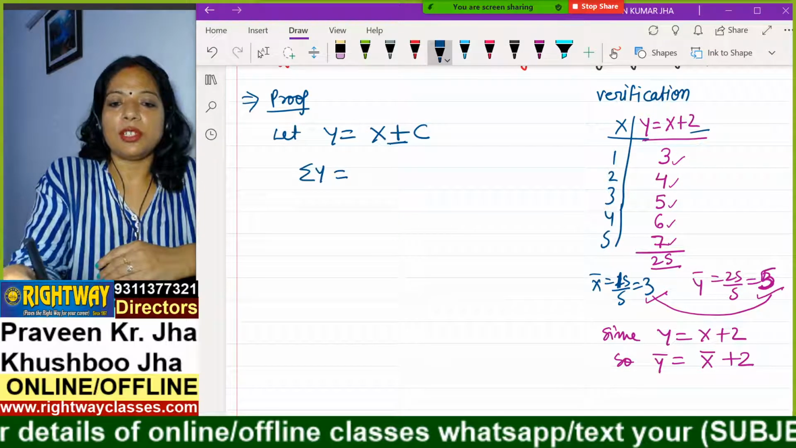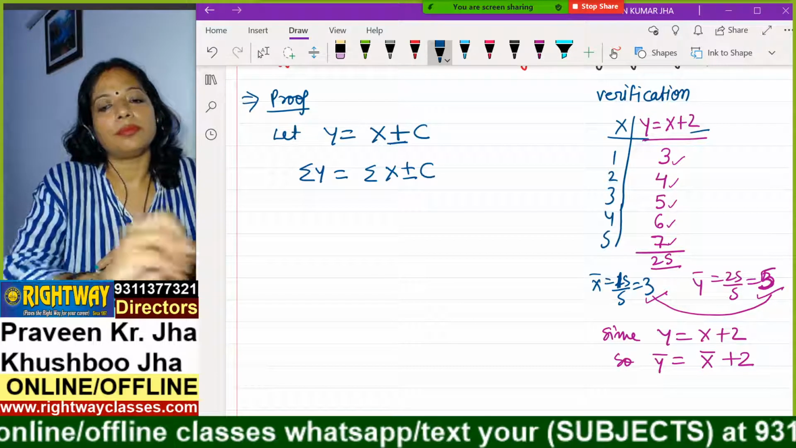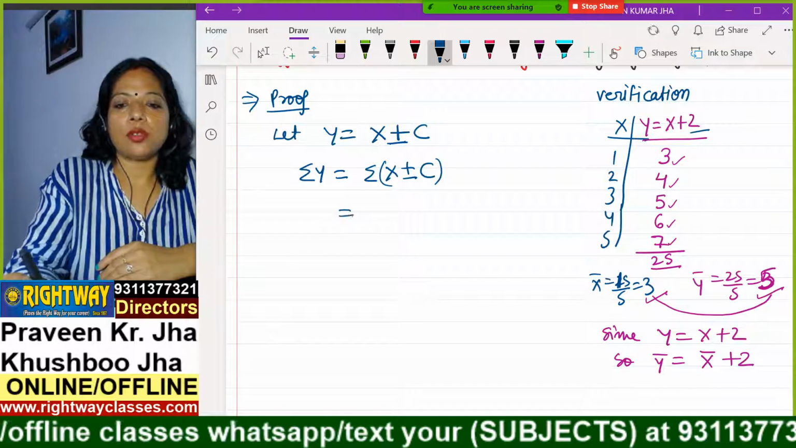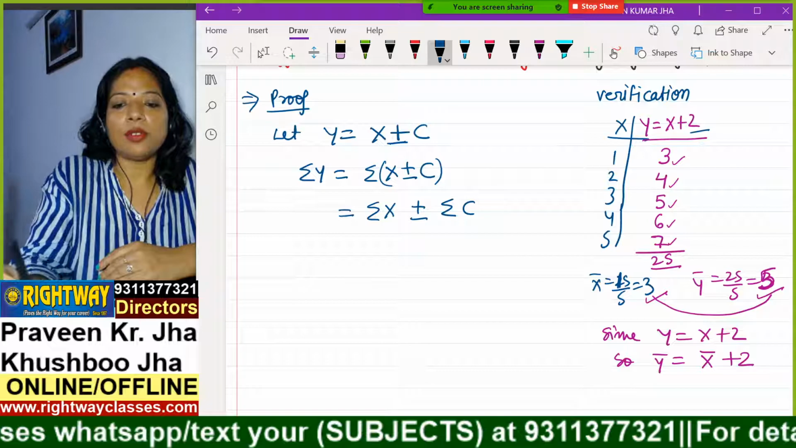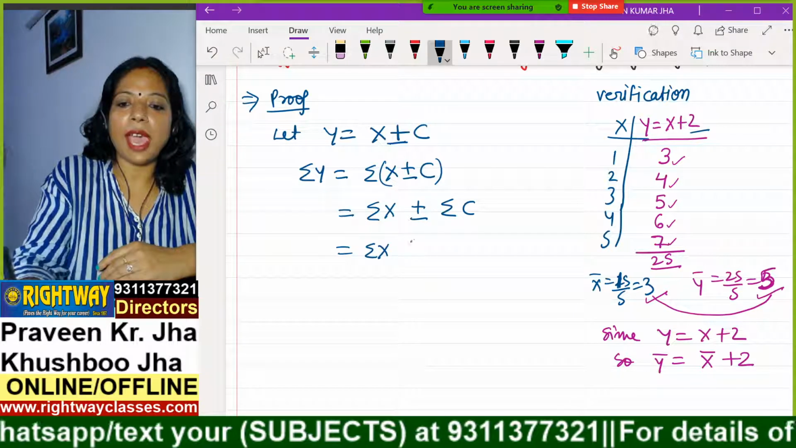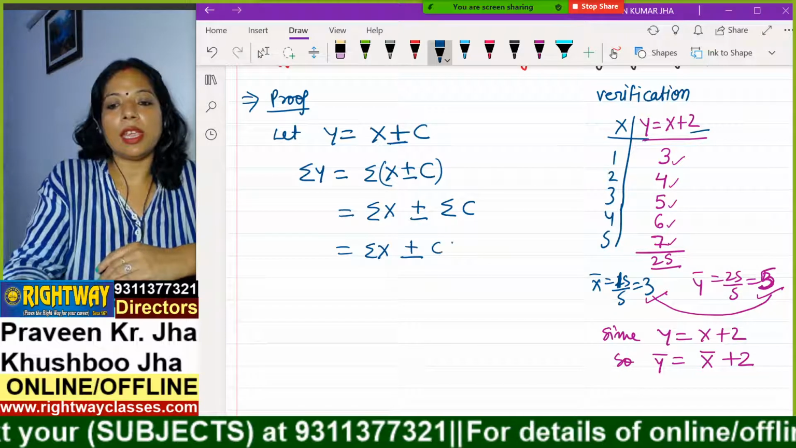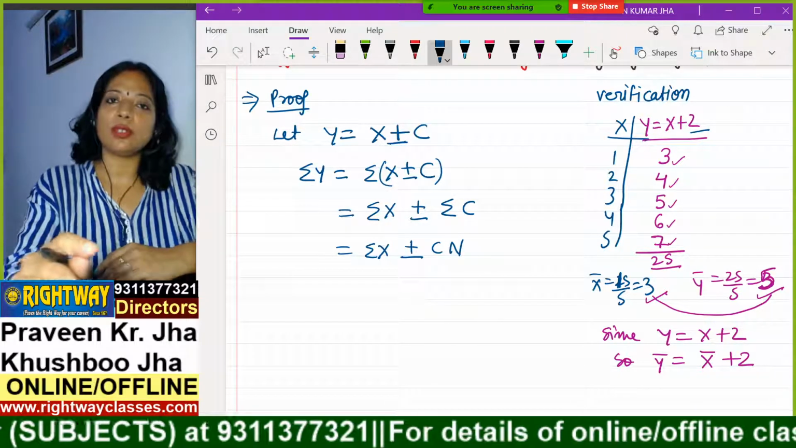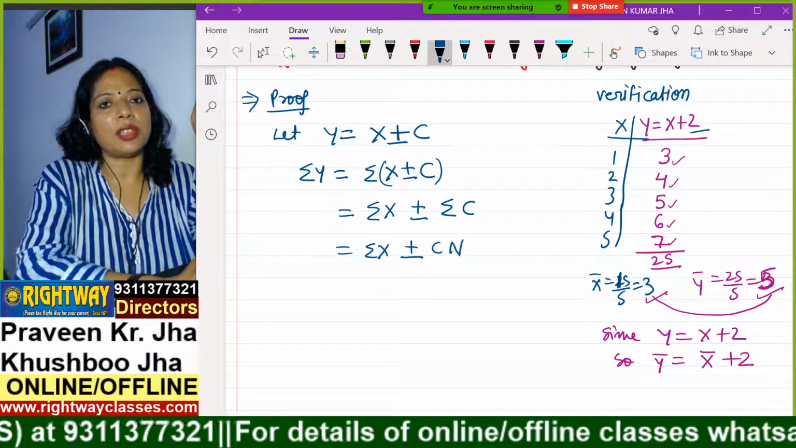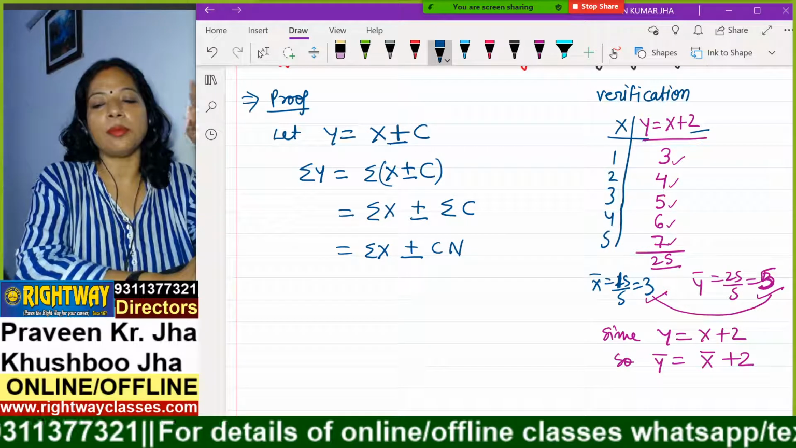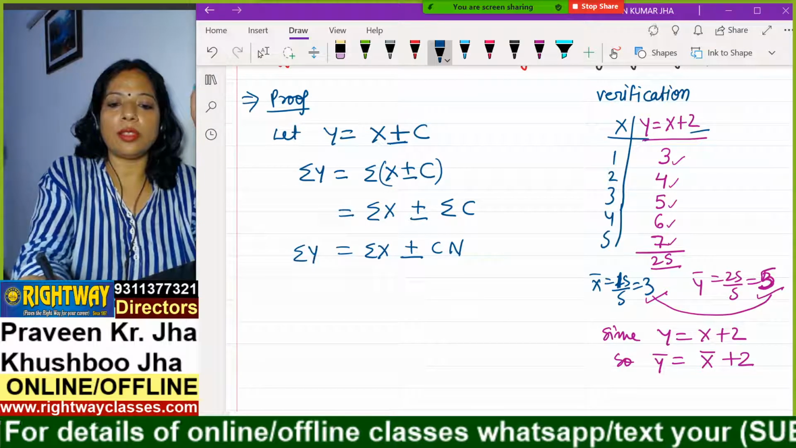So see here, summation y is equal to, that means we are doing two operations at a single time. This summation will be distributed this way. Now can you tell me, summation x will be as it is, but summation c will become what? C into n, according to the statistics rule. If there is any constant inside the summation, then it will have n outside multiplied with it. Now do you remember this property? So this is summation y.